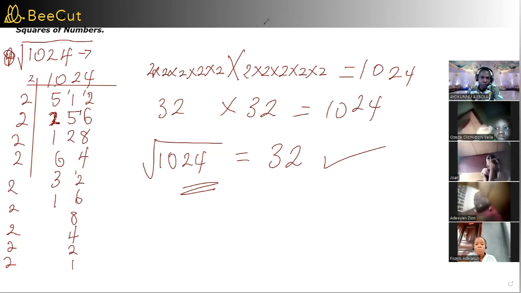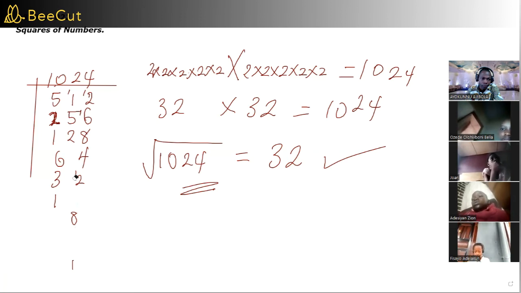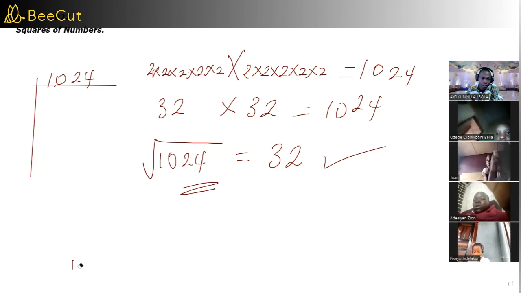I want to clean the board now. What is the cube root of 64? What do you say? I can't hear that. I can't hear from you. Zion, unmute yourself and talk. What is the cube root of 64?